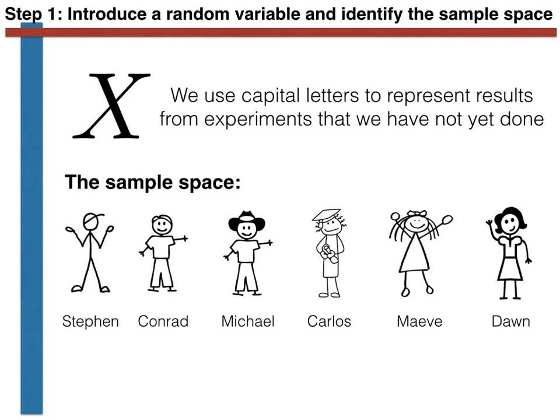Now we could have it so that the random variable takes on the name of the person who is picked. But we are mathematicians and we don't have that much imagination, so we instead give each person a numerical value. In this case, we call Stephen 1, Conrad 2, Michael 3, Carlos 4, Maeve 5, and Dawn 6. In fact, when we do this, it's better to use the ordinal rather than the cardinal numbers and to call them first, second, third, fourth, fifth, and sixth.